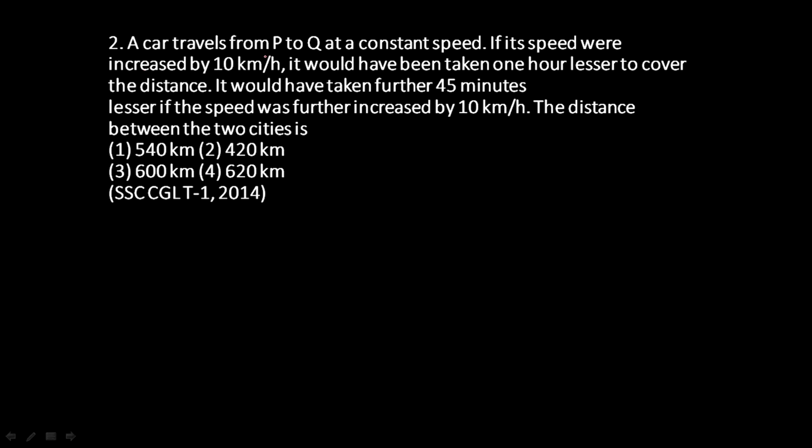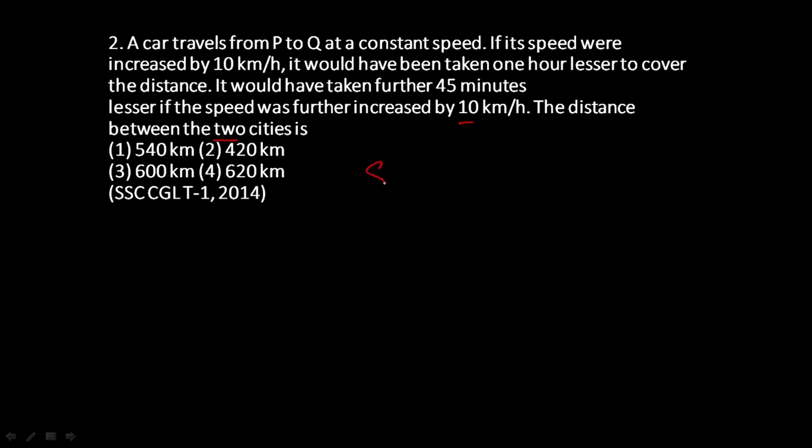A car travels from P to Q at a constant speed. If its speed were increased by 10 km per hour, it would have taken 1 hour less to cover the distance. It would have taken a further 45 minutes less if the speed was further increased by 10 km per hour. The distance between the two cities is. So I will solve it.